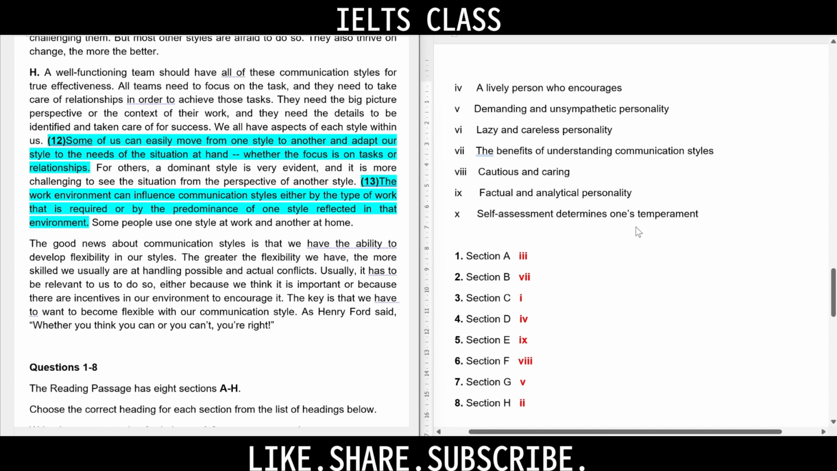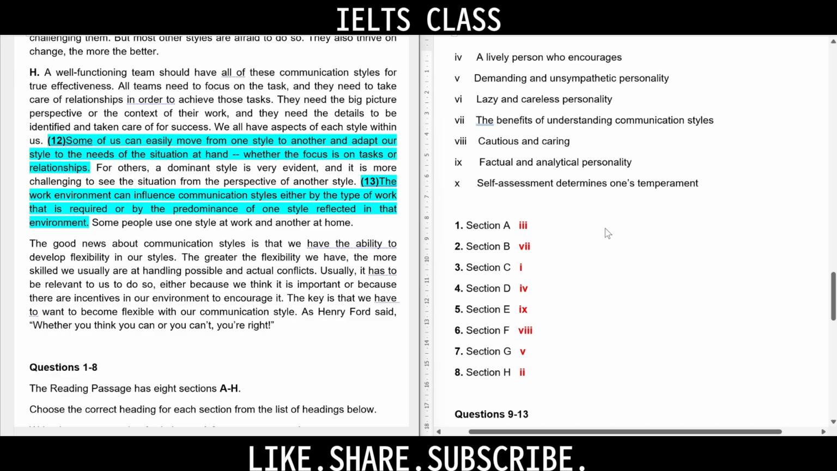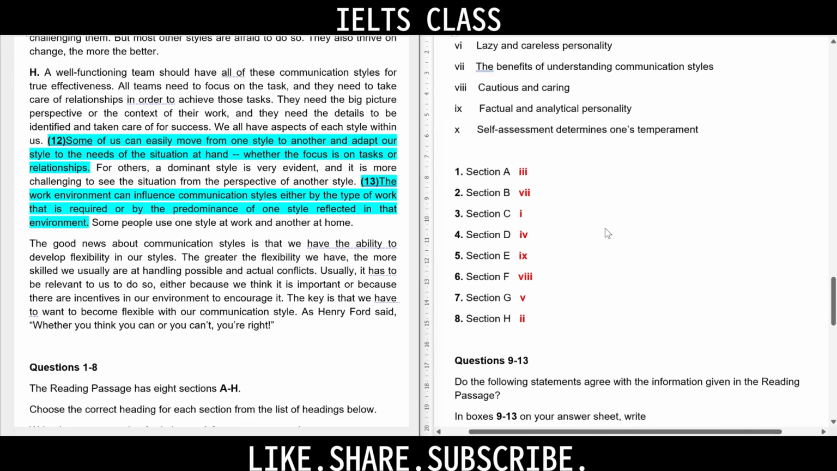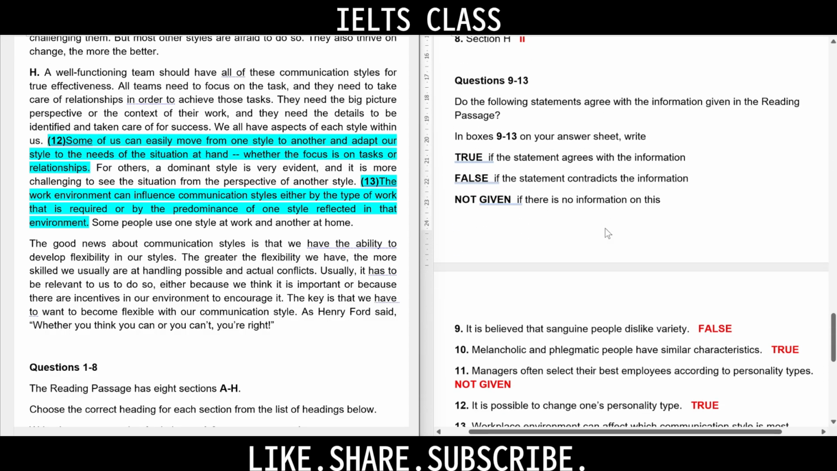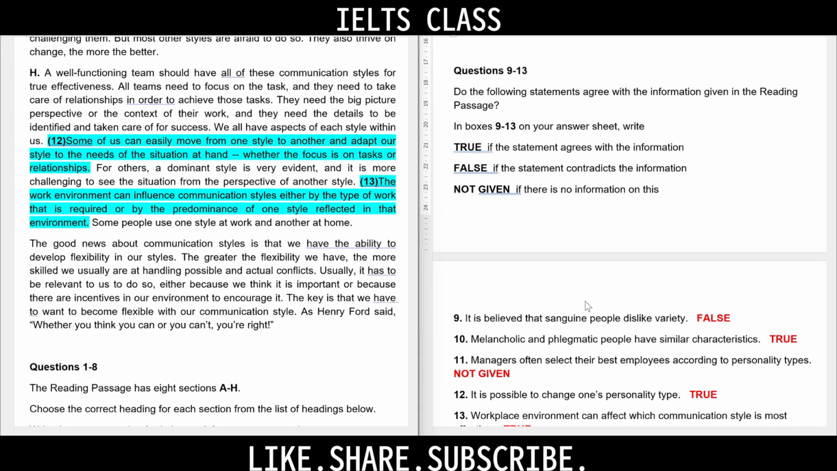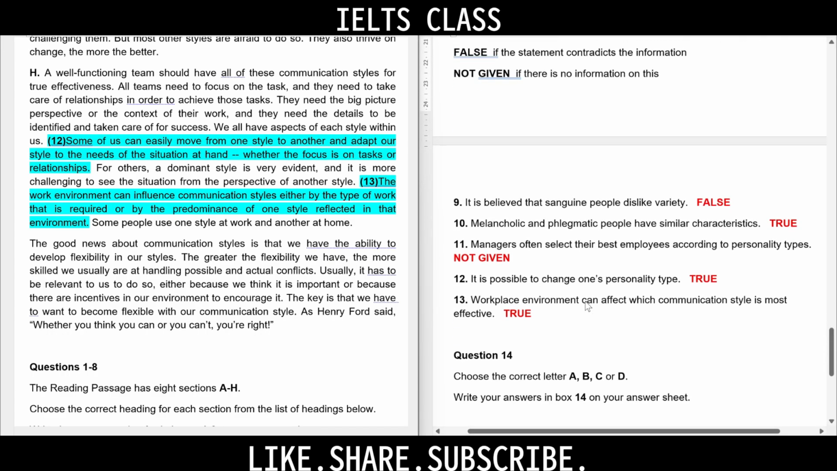Self assessment determines one's temperament. No, this would not be the answer. So, with this, we are done with our headings. Now, let's move on to true false not given. So, let's begin with the first true false not given.